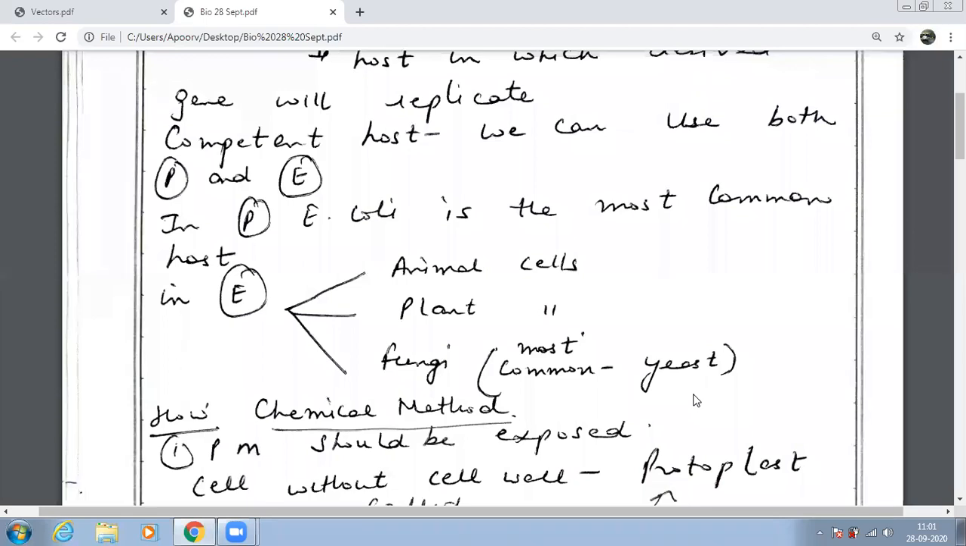So there are many methods that we will use to make your host competent. The first method which I'm going to discuss with you is the chemical method. Okay, tell me the name of the first method.